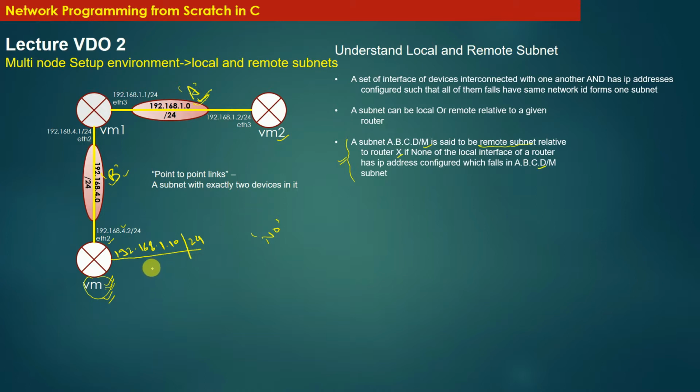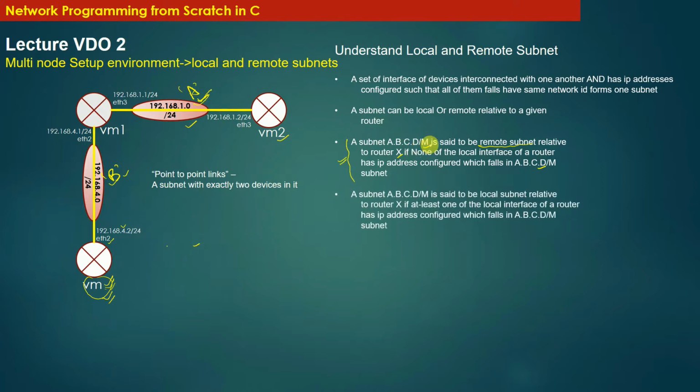The reason is that router VM has at least one local interface on which an IP address and mask value are configured such that if you apply the mask value on the IP address, it gives you the network ID 192.168.1.0, which is the network ID of subnet A. Therefore, we will say that subnet A is now a local subnet to router VM and no longer a remote subnet. I hope you understand the definition of remote subnet clearly.